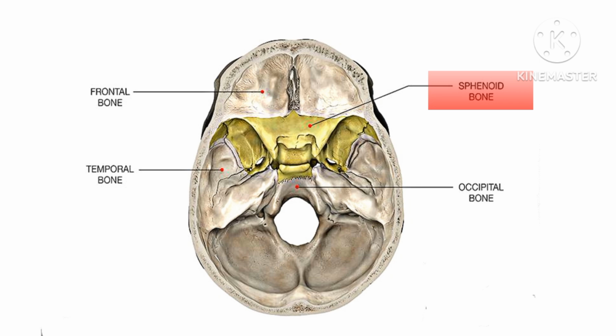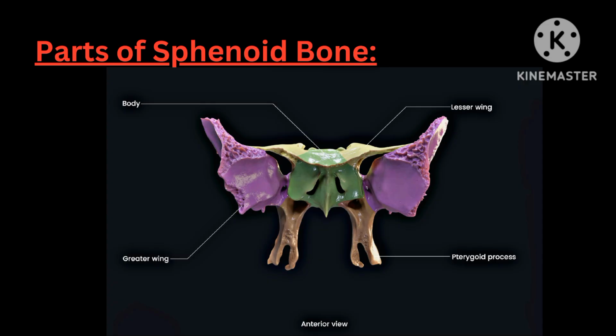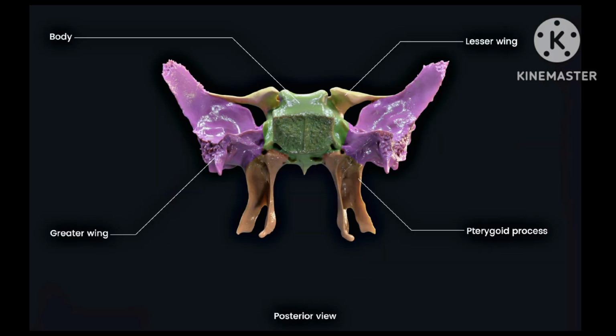It contributes to the cranial floor, the lateral walls of the skull, and parts of the orbit. The sphenoid bone has a central body, and paired greater wings and lesser wings that extend laterally from the body of the sphenoid. It also has two pterygoid processes descending from the junction of the body and greater wings. Here is the posterior view of the sphenoid bone.